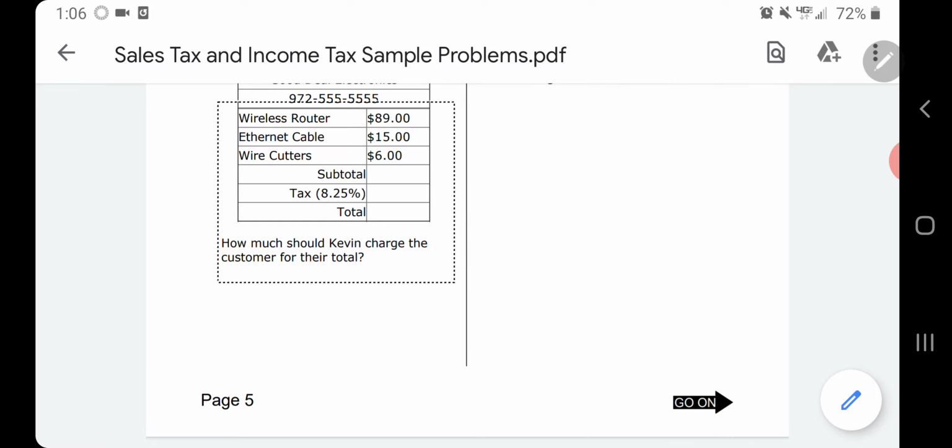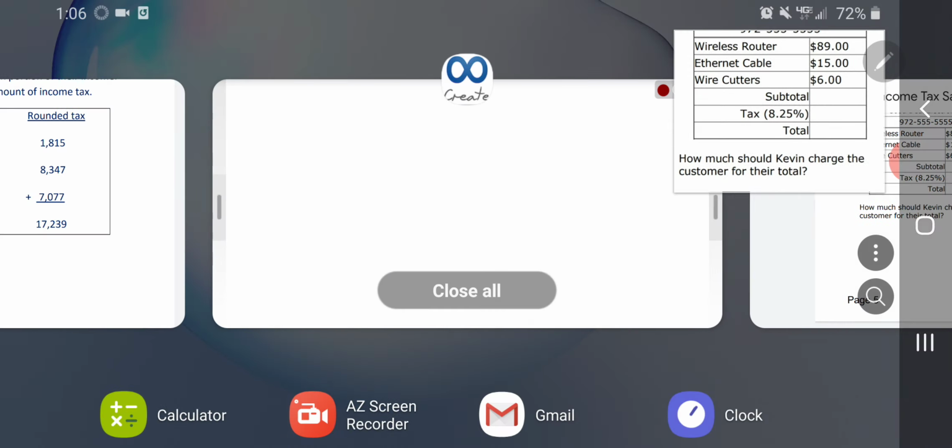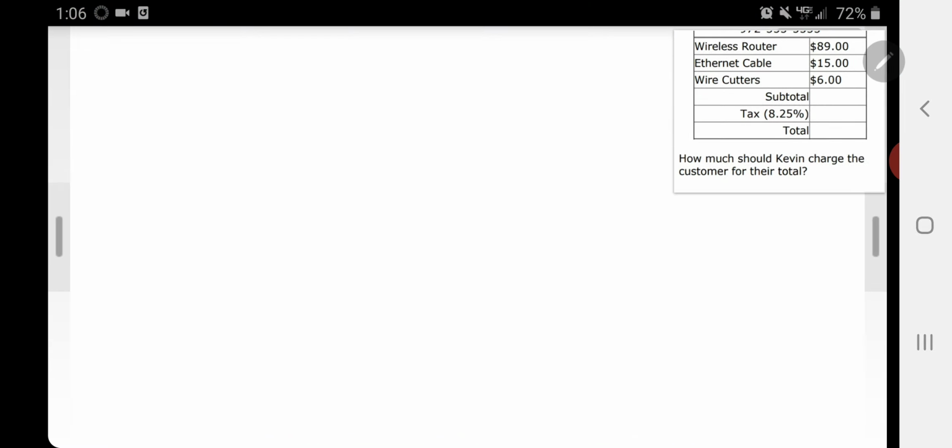This is the information I need. Let's go over here. Once again, find the subtotal of the wireless router, Ethernet cable, and wire cutters. So we'll take 89 plus $15 plus the 6. We find that 9 plus 5 is 14. 14 plus 6 is 20, so 0. Carry over the 2. 2 plus 8 is 10. 10 plus 1 is 11, so $110. So the subtotal is 110.